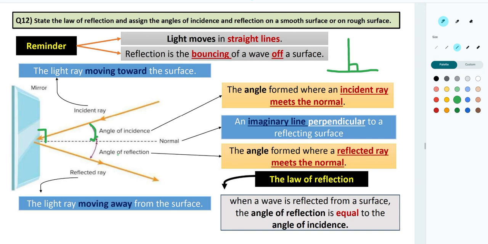The angle of reflection is the angle of the reflected ray to the normal. And we need to remember the law of reflection says when a wave is reflected from a surface, the angle of reflection, and this is the important part here, is always equal to the angle of incidence. So this is the important part here, as I was stressing in class.